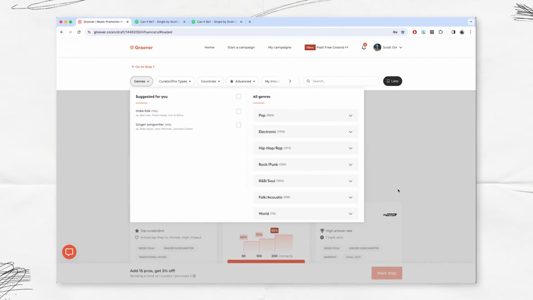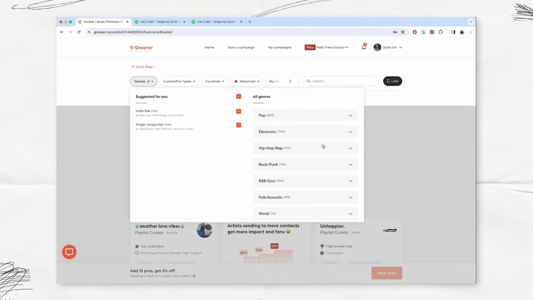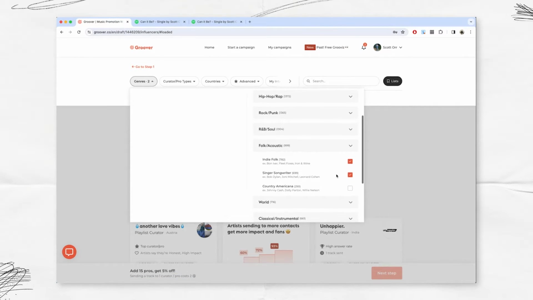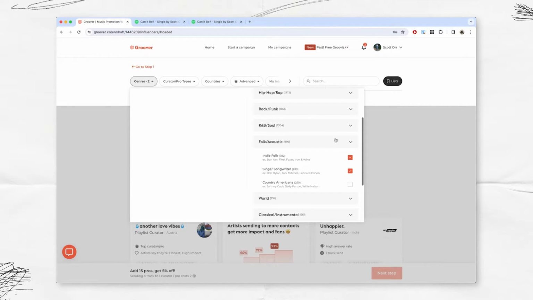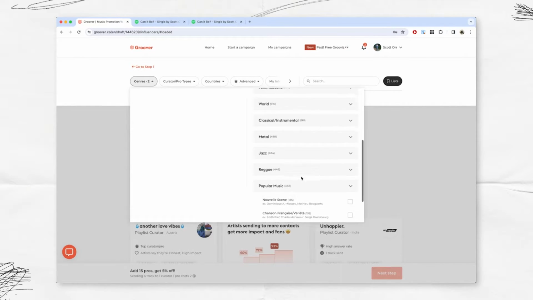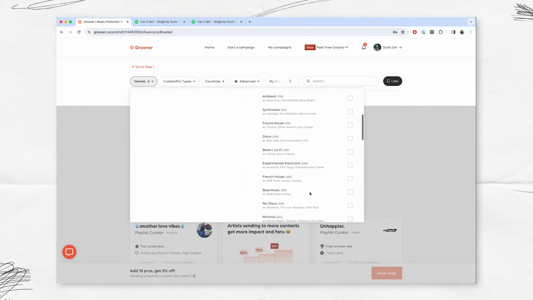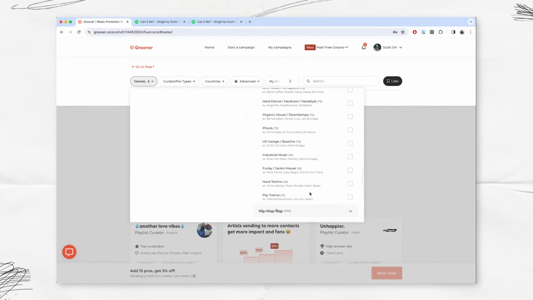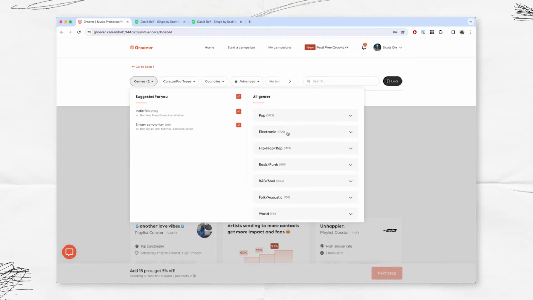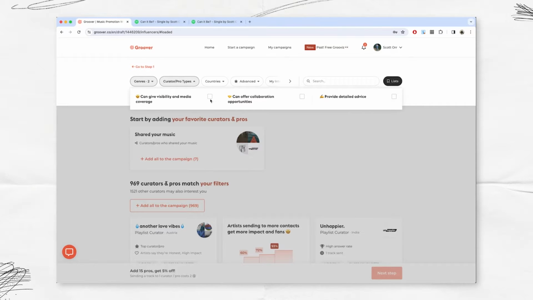I'm going to go crazy here. I think I've saved some curators from the past. So look, it's remembering my suggestions. I think this is from the last thing I had. So I'm just going to go through here and make sure. So we're definitely going to click these two. But I also want to take a look at folk acoustic. What about popular music? No, I think we're good. There might be some categories of electronic, but I don't think so. If there was like a folktronica maybe, but no, we're good.